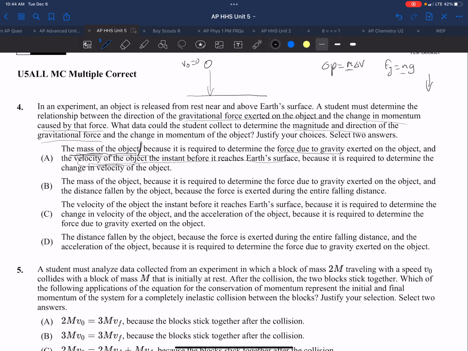Right, and so since delta V, which is what we need, is V minus V0, and we know V0 is 0, then V equals delta V. So if we know the velocity the instant beforehand, we know the change in velocity. So it looks like choice A is one of our correct answers. And again, we've already established we need the mass because it is the force due to gravity. And the distance fallen by the object, because the force is exerted during the entire falling distance.